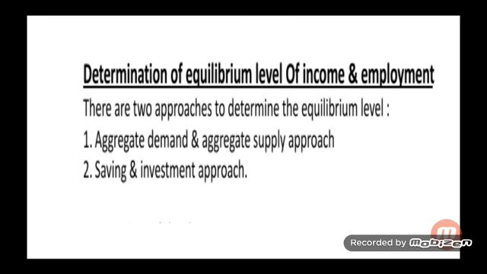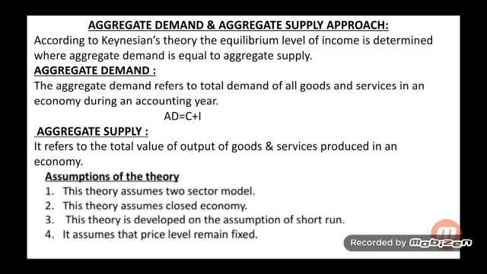First, we are going to learn about aggregate demand and aggregate supply approach. According to Keynesian's theory, the equilibrium level of income is determined where aggregate demand is equal to aggregate supply. Keynesian theory के accordingly equilibrium level वहाँ है बेटा where the aggregate demand is equal to aggregate supply.